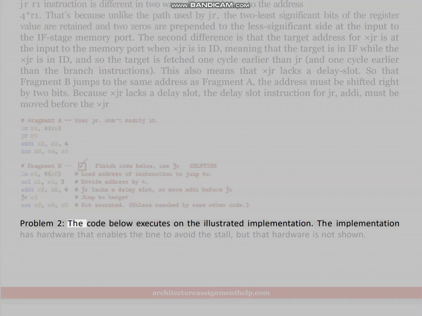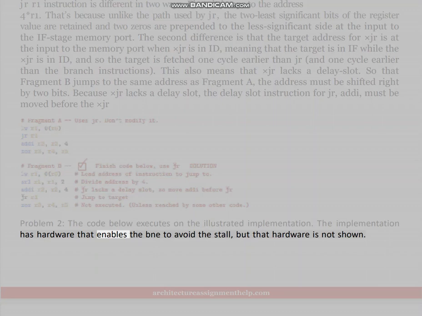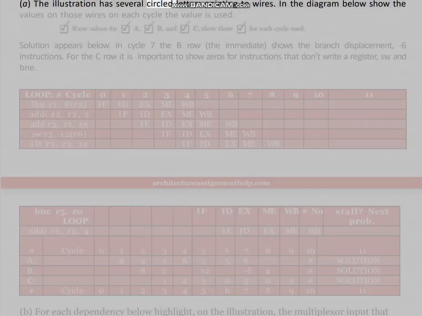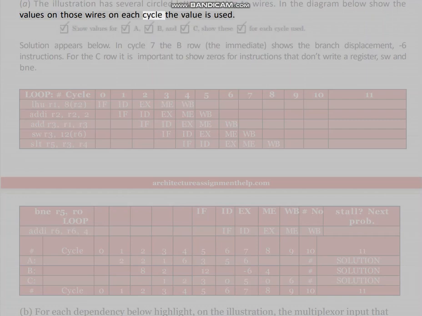Problem 2. The code below executes on the illustrated implementation. The implementation has hardware that enables the bean to avoid the stall, but that hardware is not shown. A. The illustration has several circled letters pointing to wires. In the diagram below show the values on those wires on each cycle the value is used.